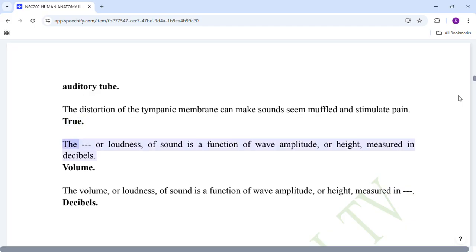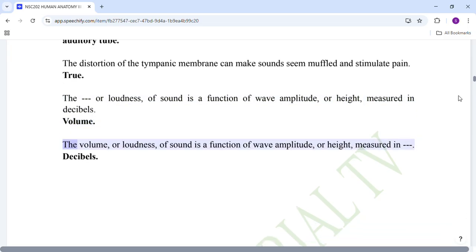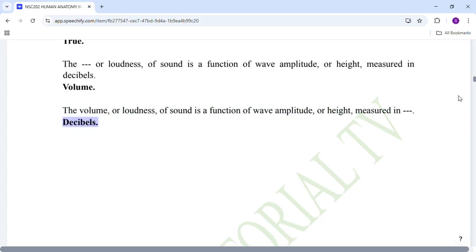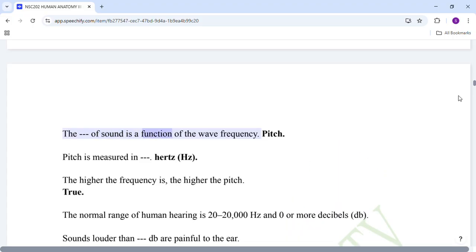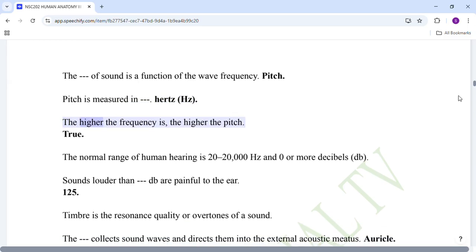The volume, or loudness, of sound is a function of wave amplitude, or height, measured in decibels. The pitch of sound is a function of the wave frequency. Pitch is measured in hertz. The higher the frequency is, the higher the pitch.